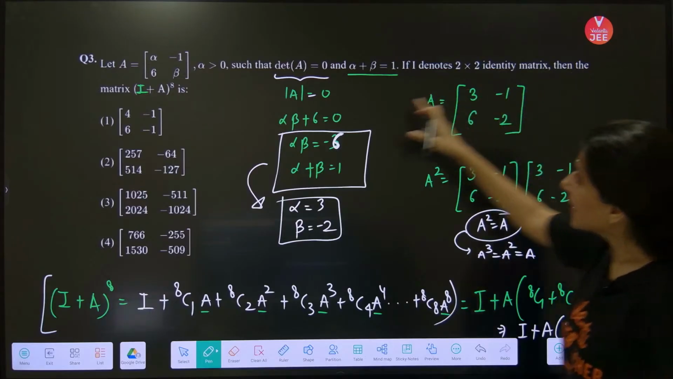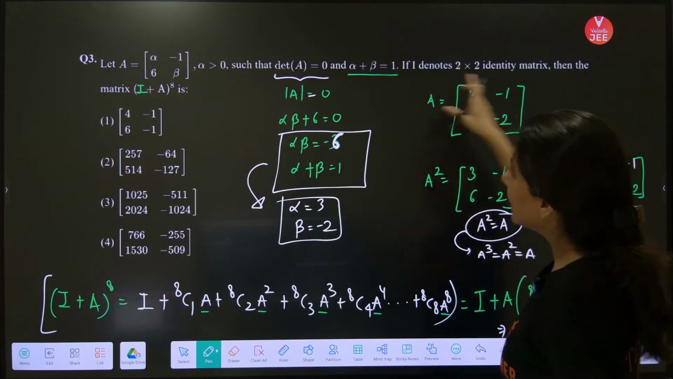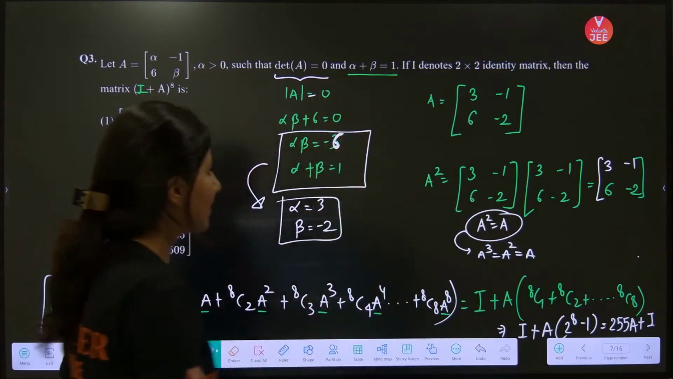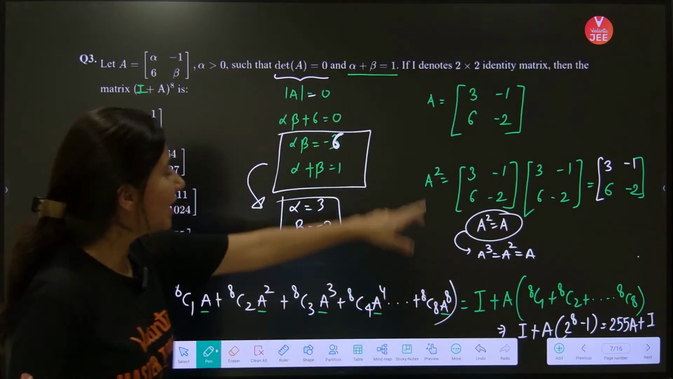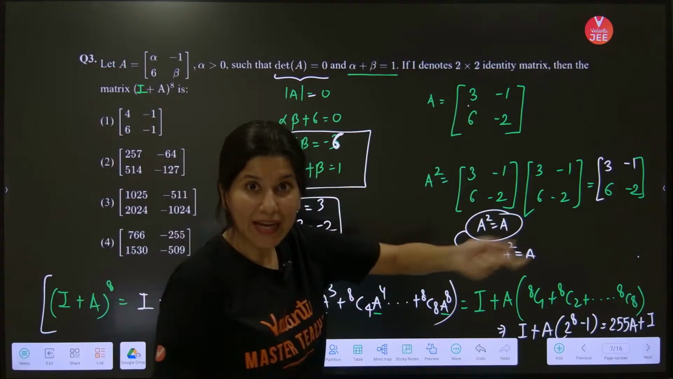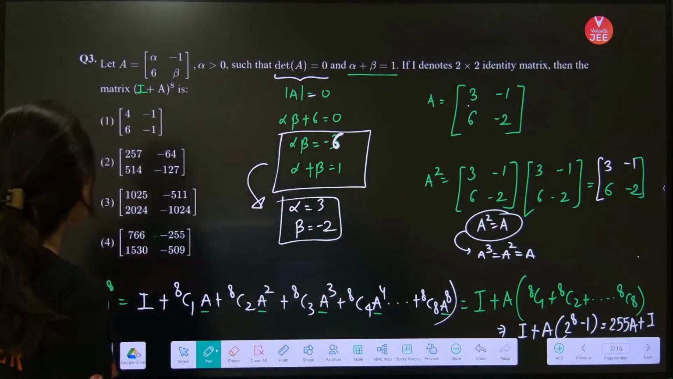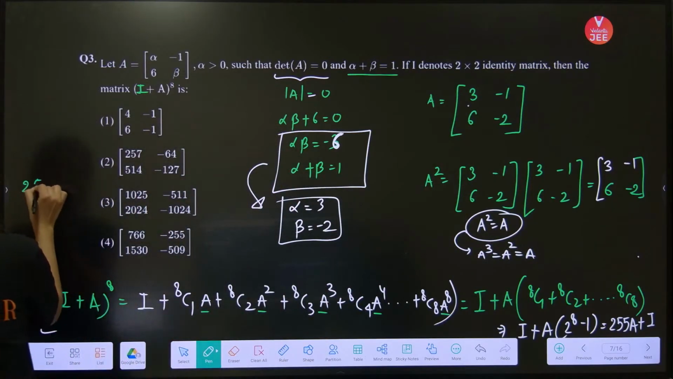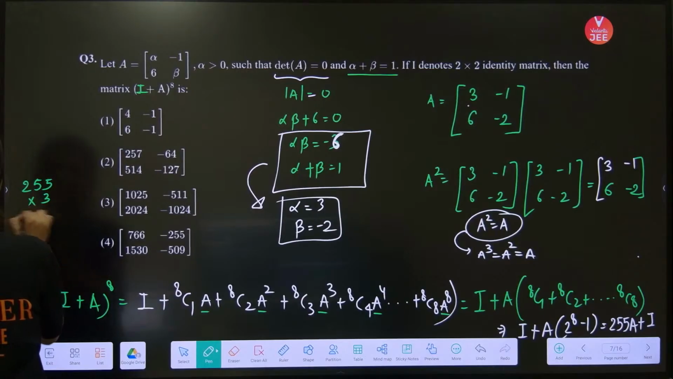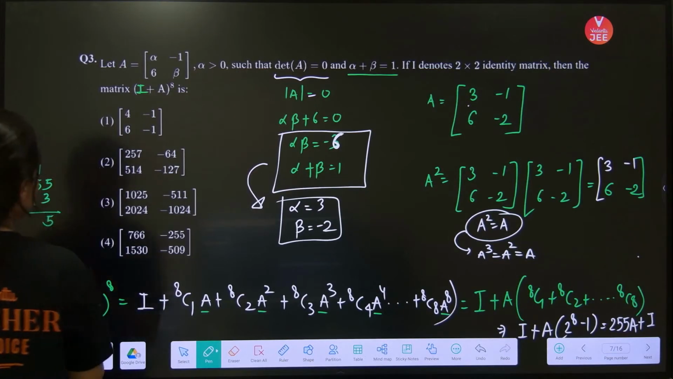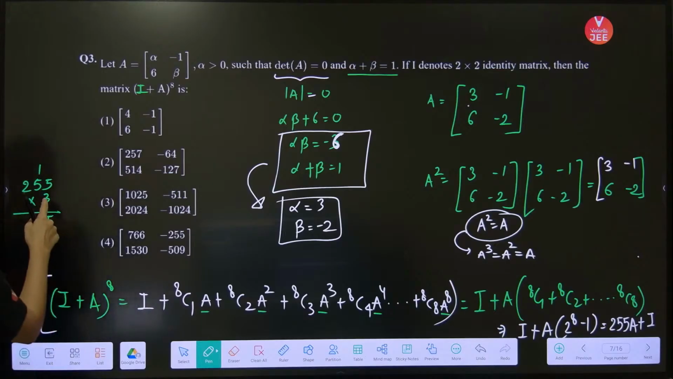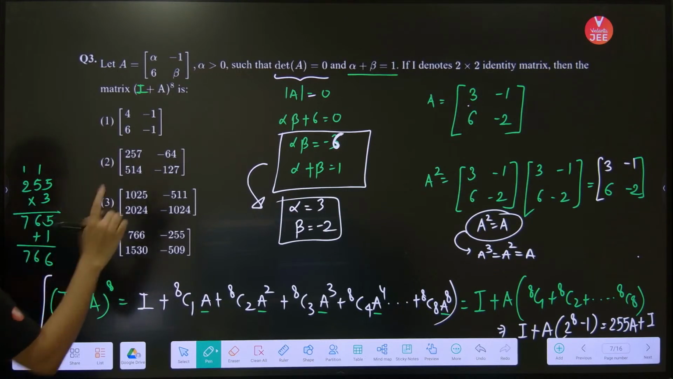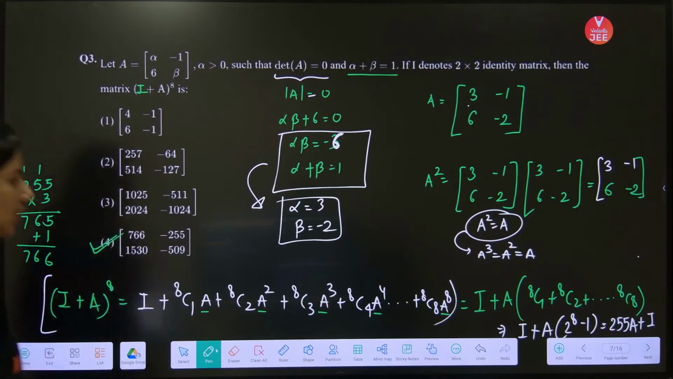Now understand, 255A. So what they are asking is the matrix. Acha, they are talking about matrix. So 255 multiply 3 plus 1 should be the very first element. 255 multiply 3. 5 3s are 15, 1 carry. 5 3s are 15 plus 1, 16. 3 2s are 6. 765 plus 1, 766 should be the very first element. Option D is absolutely right.